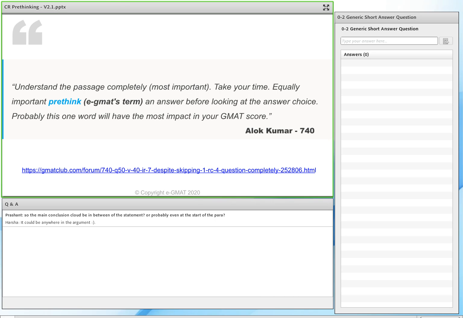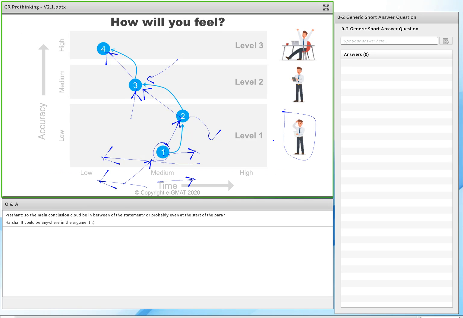How many questions? Rajesh has a question: how many questions does it take to go from 1 to 3 and then 4? So Rajesh, it depends on how diligent you are as you go from 1 to 2 and 2 to 3. If you are very slow, if you're very deliberate, if you do a review of every mistake, and if you read through the answer choices very, very well, then 1 to 3 could be as few as 10 to 12 arguments. Again, you need really good solutions to be able to do this.